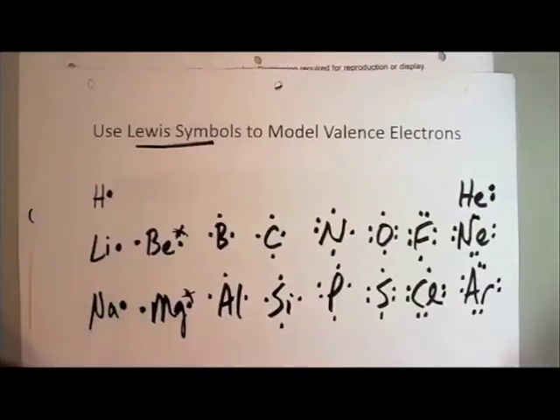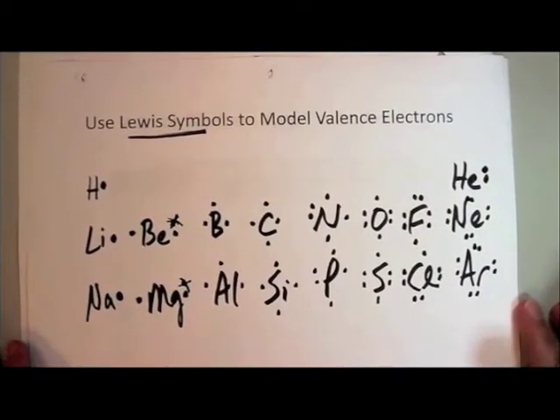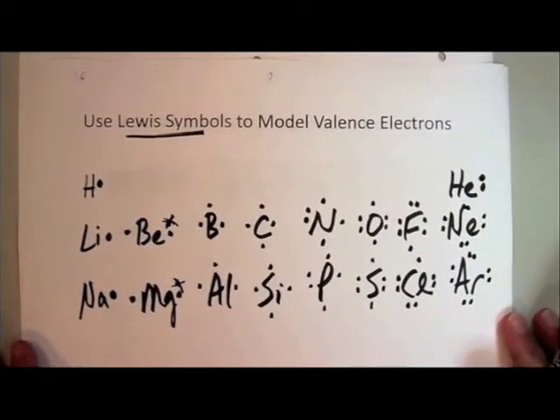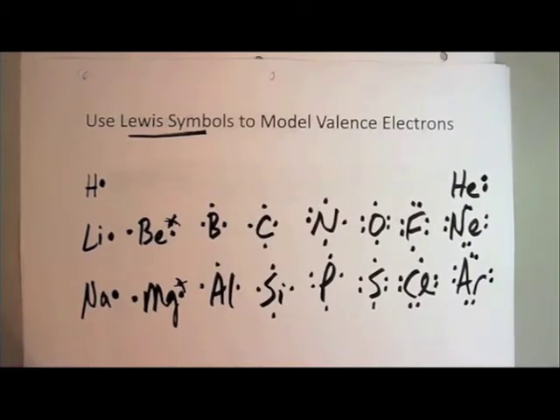We're going to use these Lewis symbols to help us model bonding in molecules. Okay. In the last unit, we talked a lot about ionic compounds and how, knowing the number of valence electrons, you can predict the types of cations and anions, the charges on the cations and anions, and then you can predict the formula of the ionic compound.